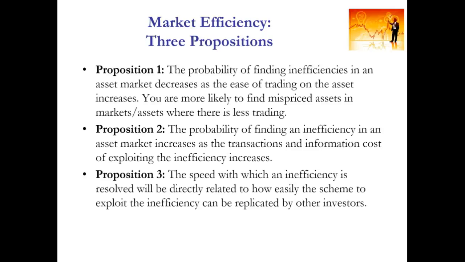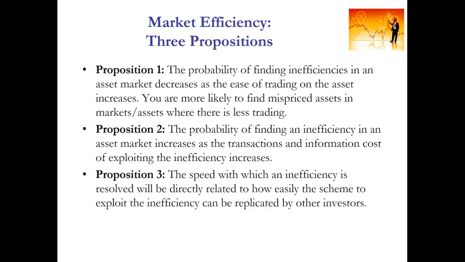Proposition number 2, the probability of finding an inefficiency in a market increases as both transaction costs and information costs of exploiting the inefficiency increase. Okay, so not only does the level of trading in a market affect efficiency, but also the cost of trading. That is because you might find a market like the property market. In the property market, for example, many people would argue that you can actually identify some houses that might be under or overpriced, or some particular suburbs that might be under or overpriced.